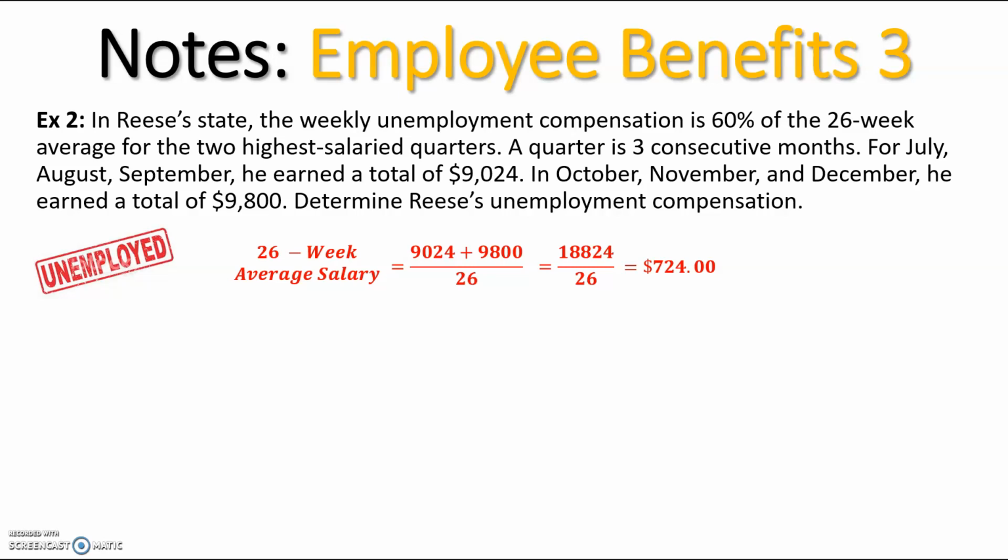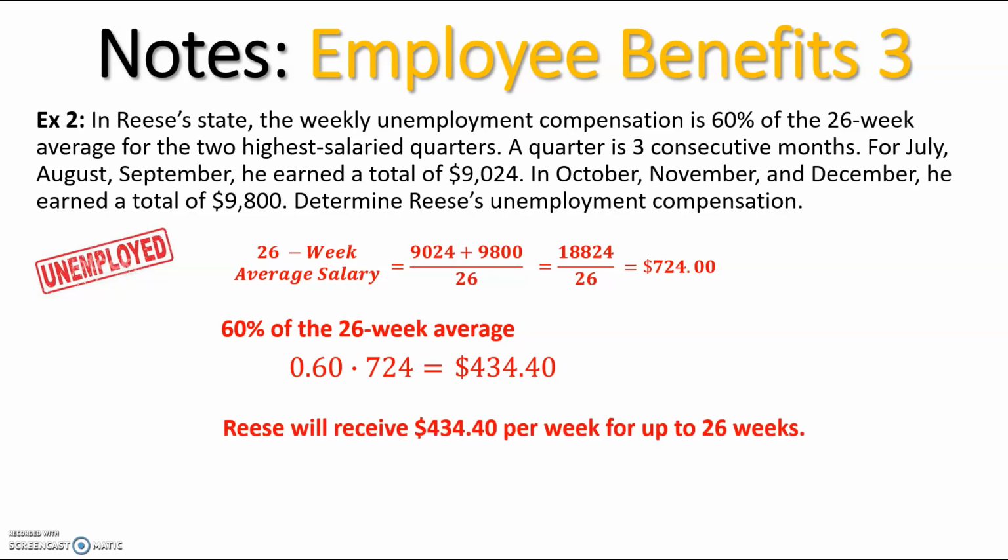Now, he does not get all of that with his unemployment compensation. The government has agreed to give him 60% of this. So 60% of the 26-week average, or 60% of 724, is going to be $434.40. So Reese will receive $434.40 per week for up to 26 weeks. If he does manage to find a job before the 26 weeks are up, he will stop receiving unemployment compensation. If he does not find a job within the 26 weeks, the 27th week, he will not receive the pay.